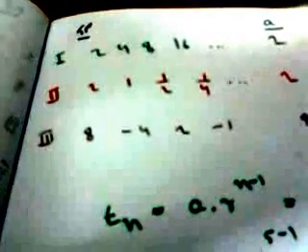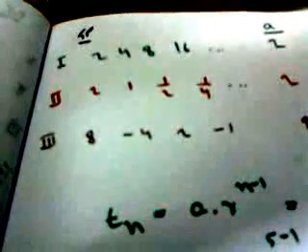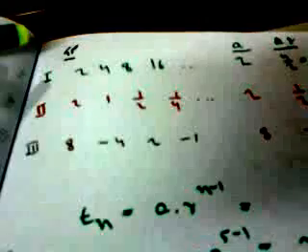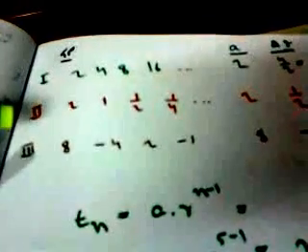Friends, in this class we will clarify the basic concepts of geometric progression. Now, look at the series of numbers 2, 4, 8, 16, or the second one 2, 1, half, 1 fourth, or the third one 8, minus 4, 2, minus 1.